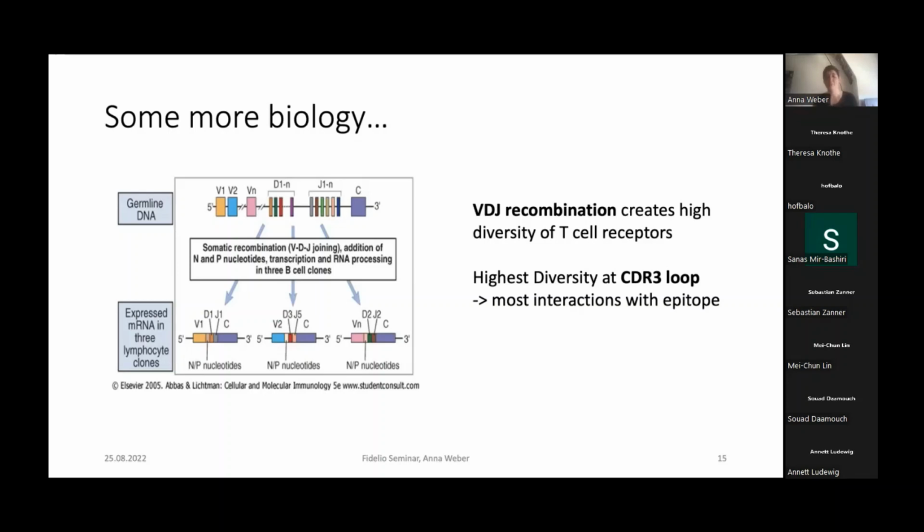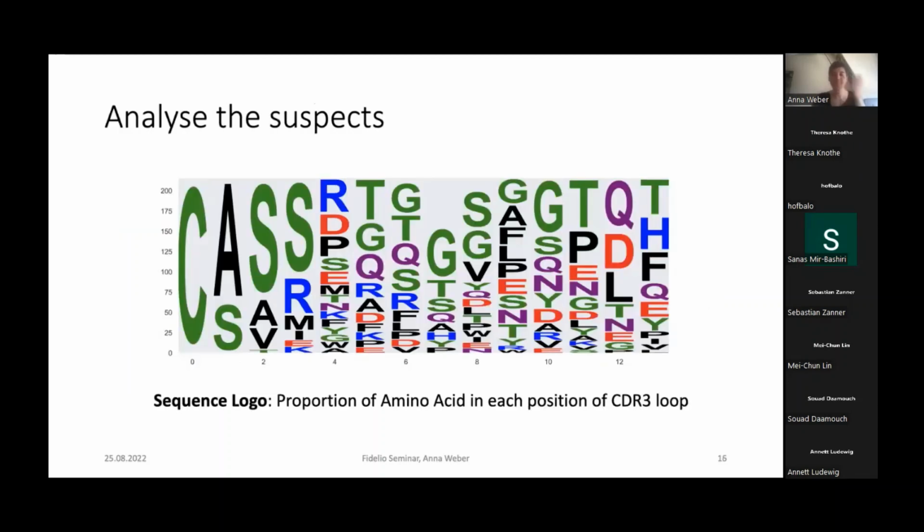And basically, if we want to characterize a receptor, those are the three things we want to know: what the V and J regions are like, and what the CDR3 loop looks like. Hopefully that's going to tell us a lot about the specificity of the receptor. So let's look at the CDR3 loop first.